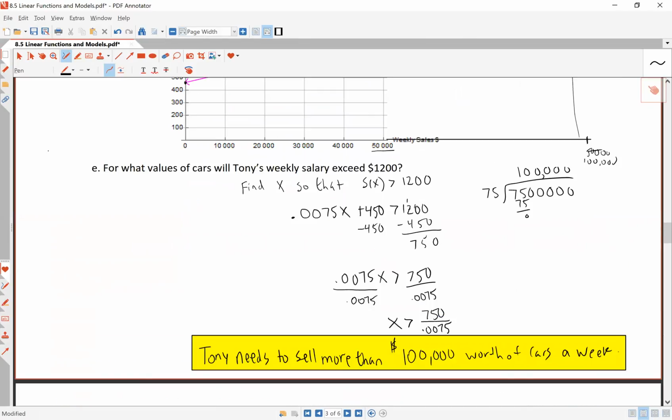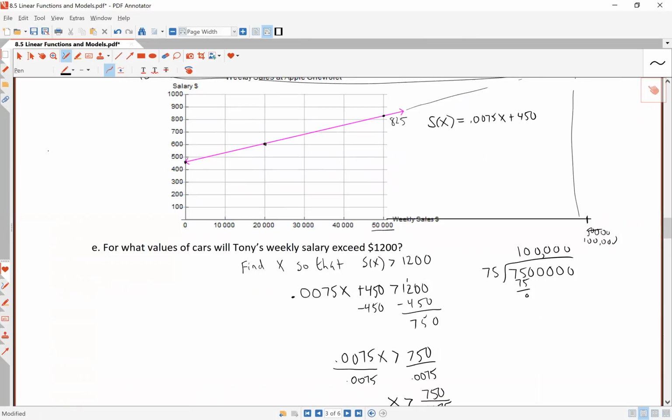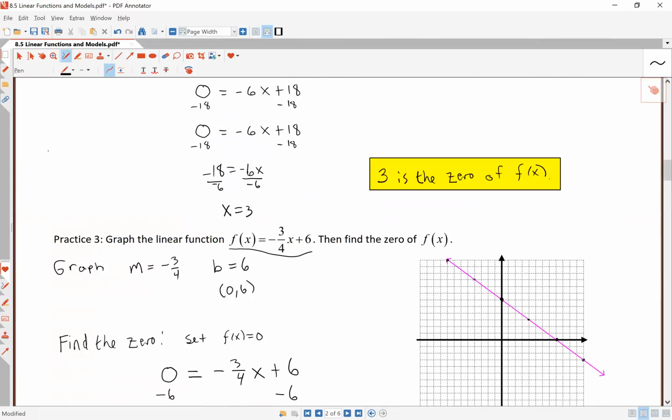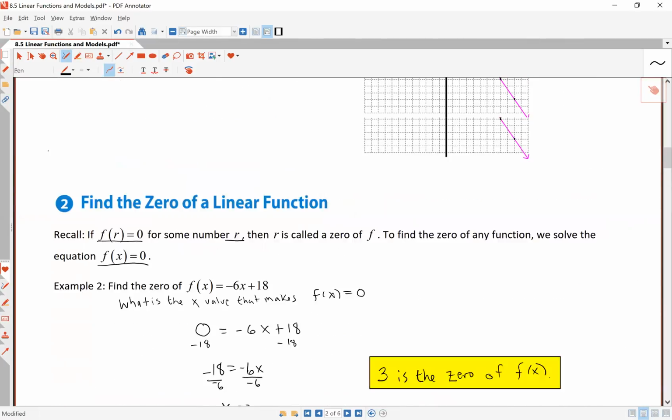This concludes the video for section 8.5, linear functions and models. Objective 2, find the zero of a linear function.